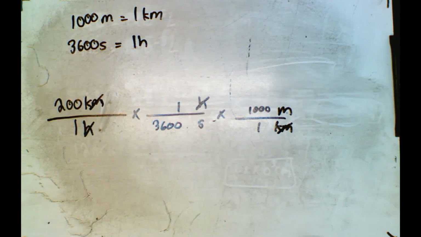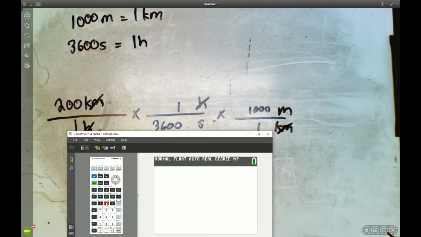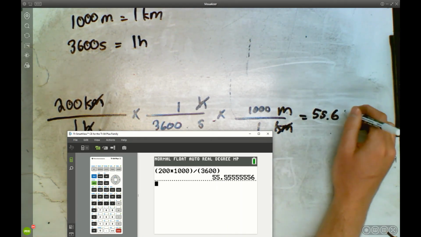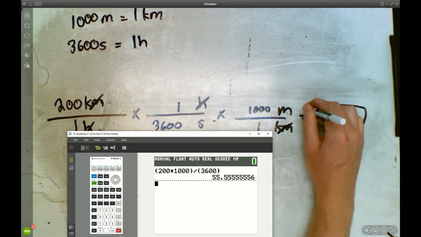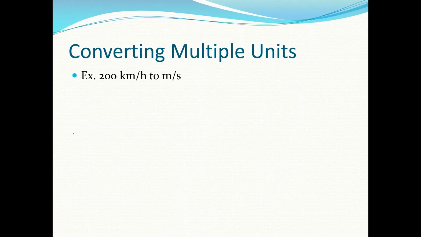So typing this into my calculator, I would do everything on top. I'll exclude the ones. So 200 times 1,000 divided by 3,600. And we get that. We have 3 sig digs in the question, so we'd want 55.5, and we want to round that up. So the correct answer to the right number of sig digs would be 55.6 meters per second. Okay, let's try another one.